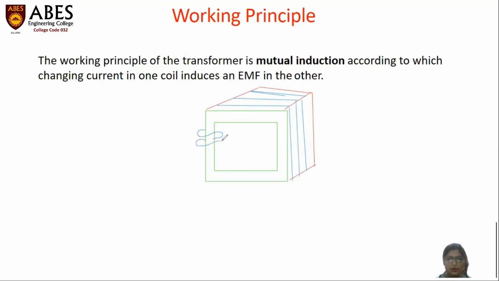two windings placed on it. One is called the primary winding and the other is called the secondary winding, right? This is the primary winding having N1 number of turns, and this is the secondary winding having N2 number of turns, suppose.